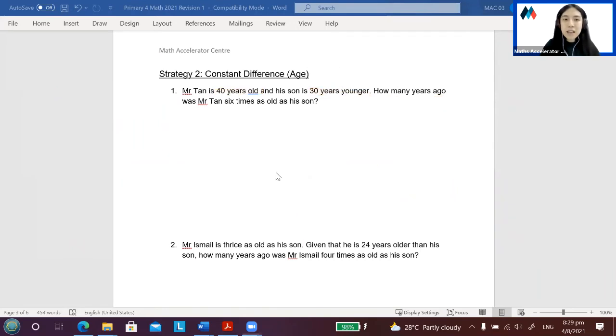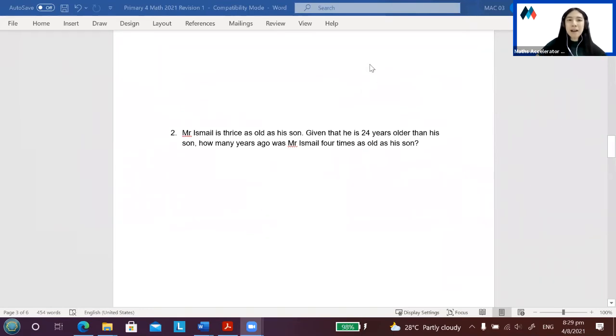Mr. Ismail is thrice as old as his son. If you learn English, "is" is present tense. "Was" is past tense. So this is how old he is right now. Mr. Ismail is thrice as old as his son. Given that he is 24 years older than his son, how many years ago was Ismail 4 times as old as his son? So let's draw a model for right now, right? Mr. Ismail is thrice as old as his son. So like this, yeah. This is Mr. Ismail, this is his son.